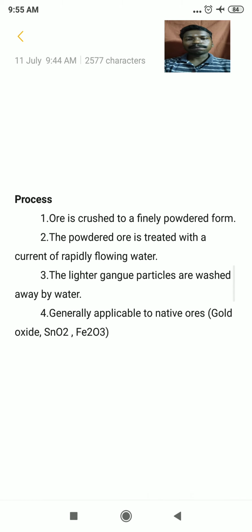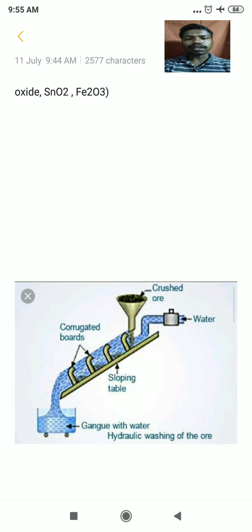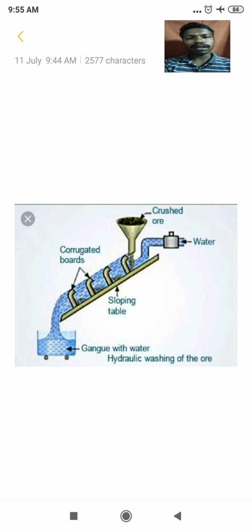So only three steps. The ore is crushed into a finely powdered form. Then the powdered ore is treated with a current of rapidly flowing water. At that time the lighter gangue particles are washed away by water. Then we must ask a question: to what kind of ores is this method applicable? It is mainly applicable to native ores such as gold oxide, tin oxide and hematite. Tin oxide is SnO2 and hematite is Fe2O3. This is the complete diagram of hydraulic wash.